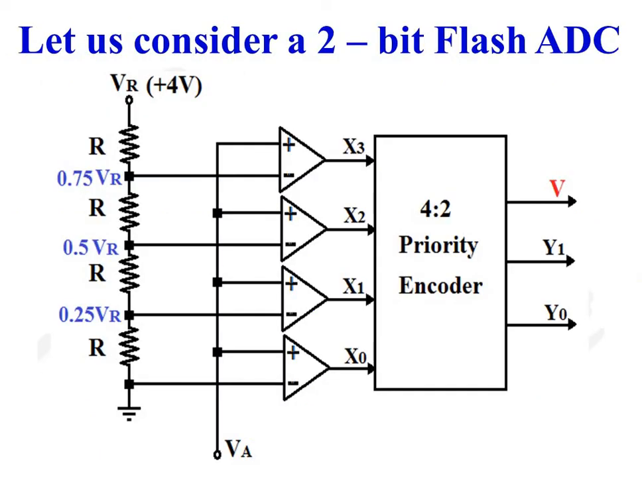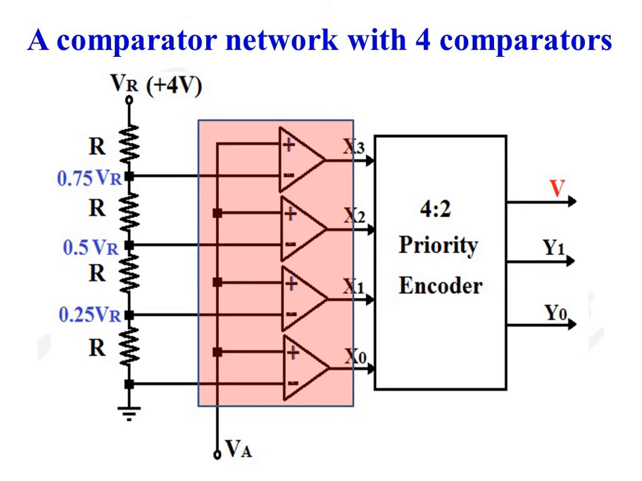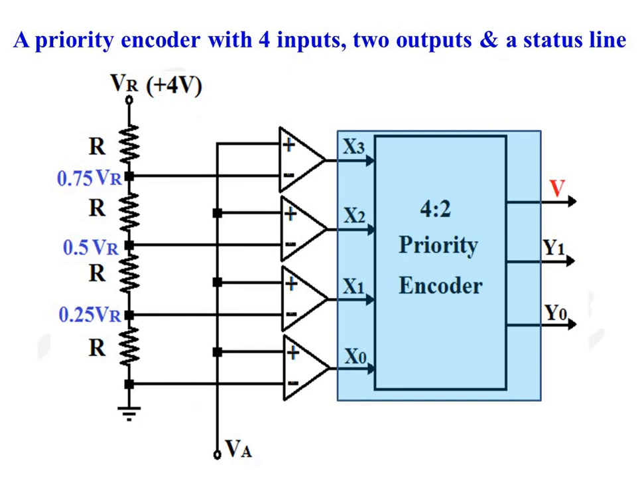For simplicity, let us consider the diagram of a 2-bit flash analog to digital converter. So this is the diagram of a 2-bit flash analog to digital converter. The diagram consists of a voltage divider network with 4 resistors of equal value and reference voltage is VR. The comparator network with 4 comparators and a priority encoder with 4 input lines, 2 output lines and a status line.